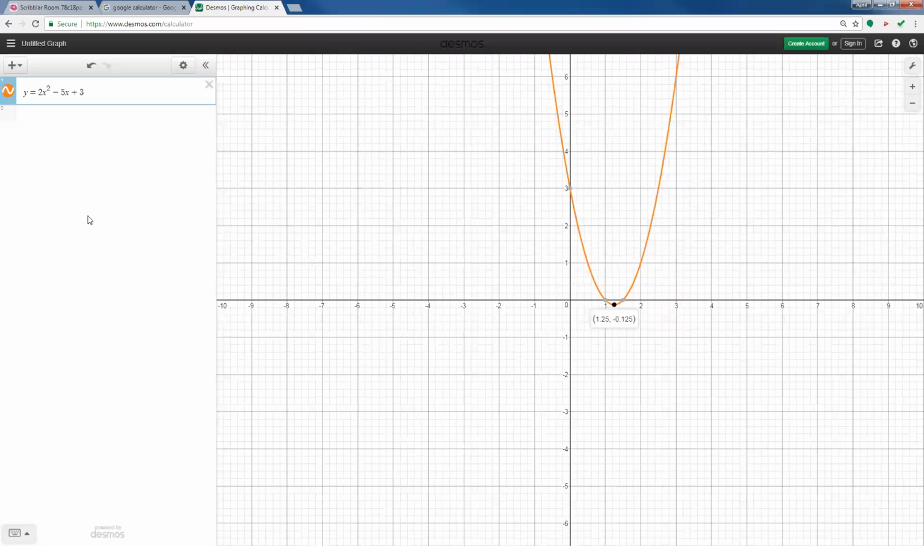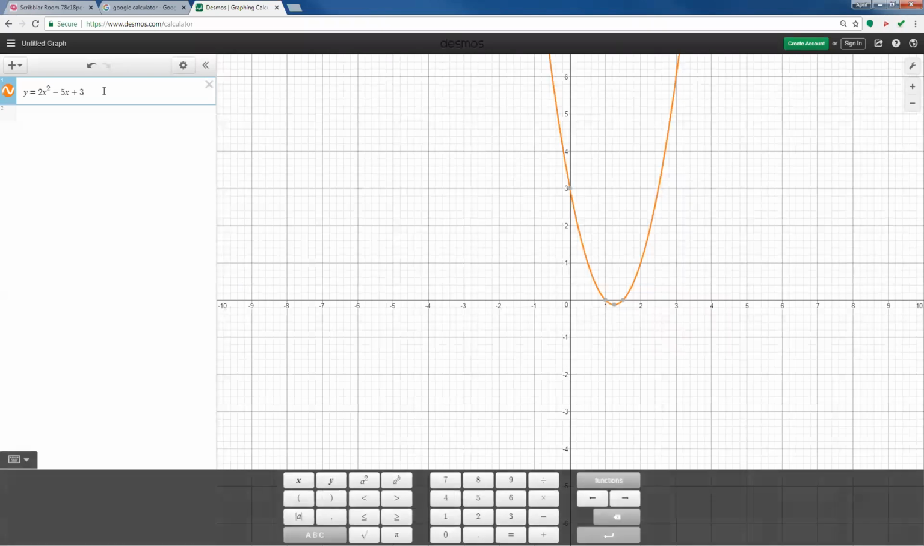And the last thing that you might need to worry about, let's say that instead of 3, this was 30. So it looks like nothing happened. We have 2x squared minus 5x plus 30. Didn't give us any sort of error message. We just can't see anything.